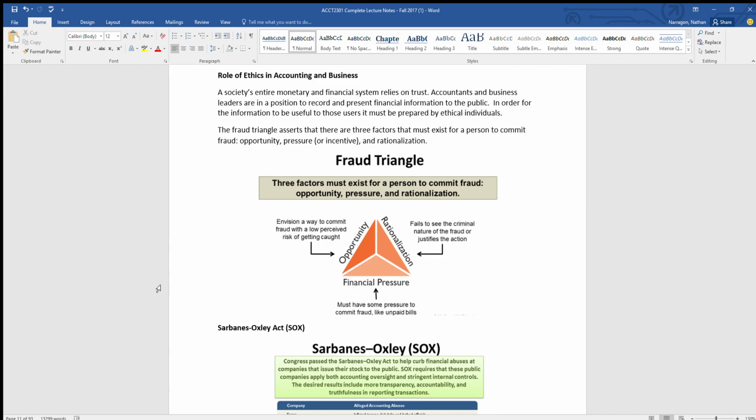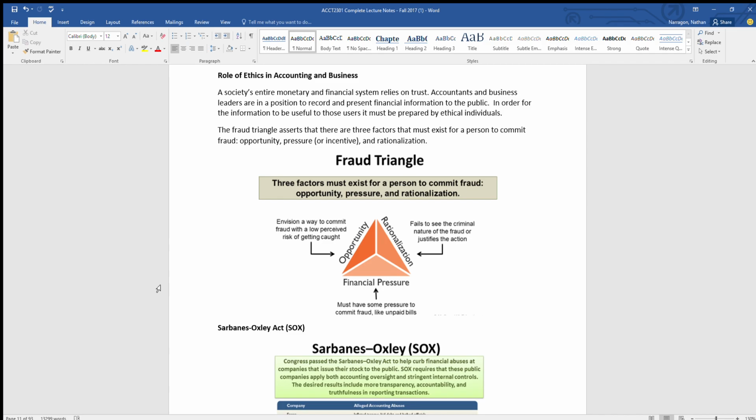The next is financial pressure. So, if we have unpaid bills, we got Greedo coming after us for a loan that we got from a loan shark. These are things that will basically give us pressure to actually commit the crime or commit fraud.